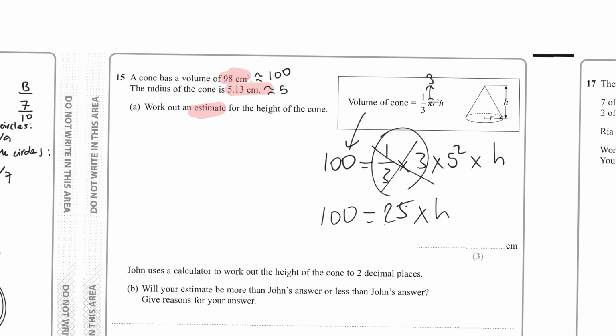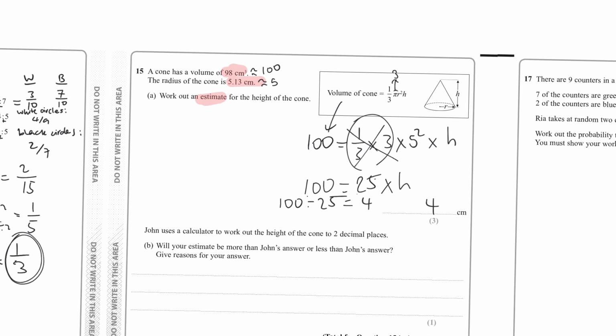And we know 25, we know 100 divided by 25 would leave us with 4. So the height is estimated to be 4. Then for part B, it says John uses a calculator to work out. Unfortunately, we did not have that opportunity, but it's fine. So John uses his calculator to work it out.